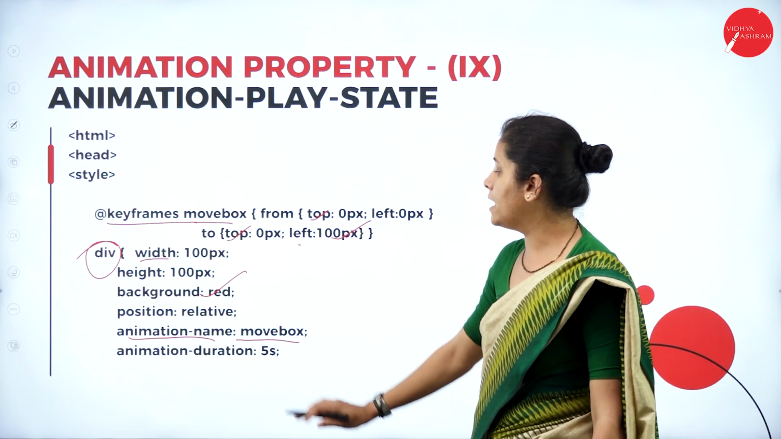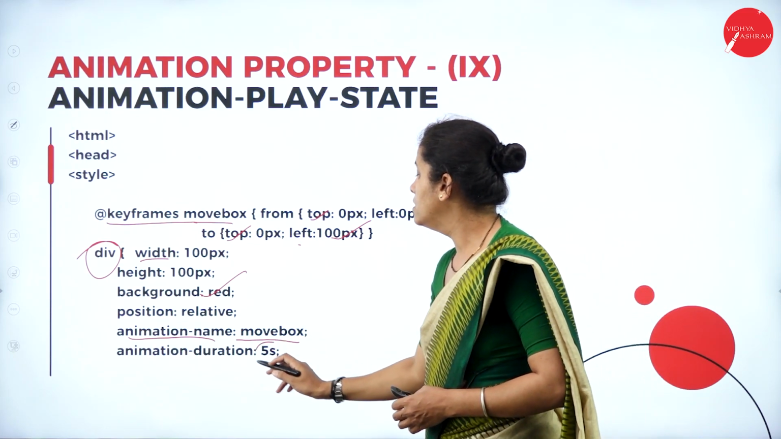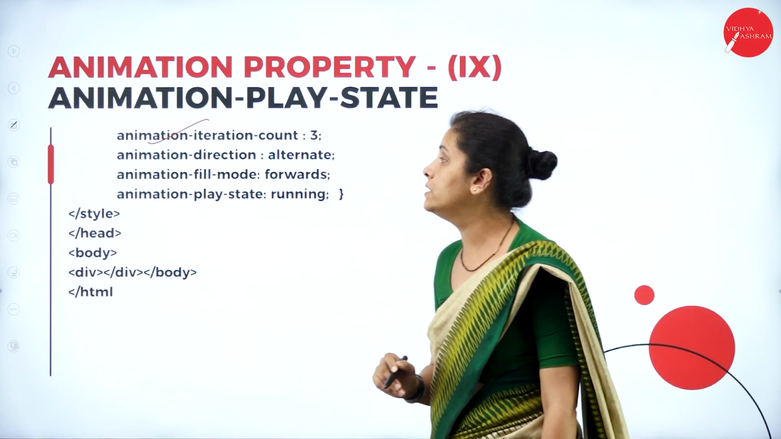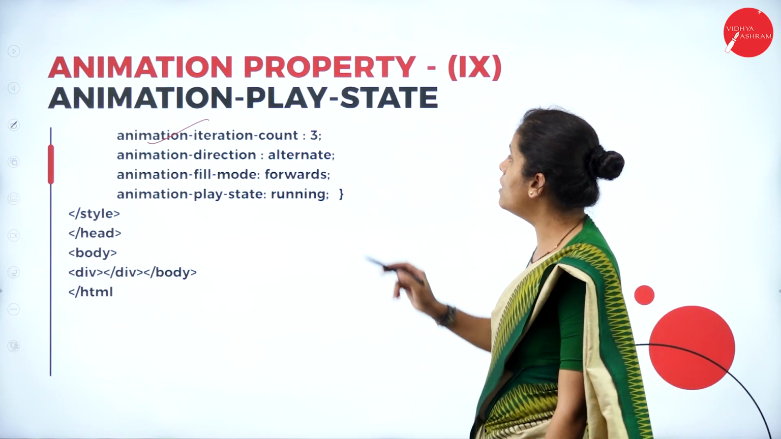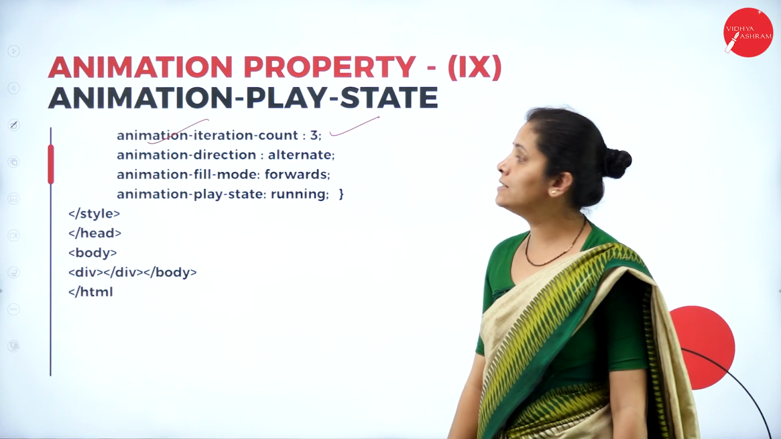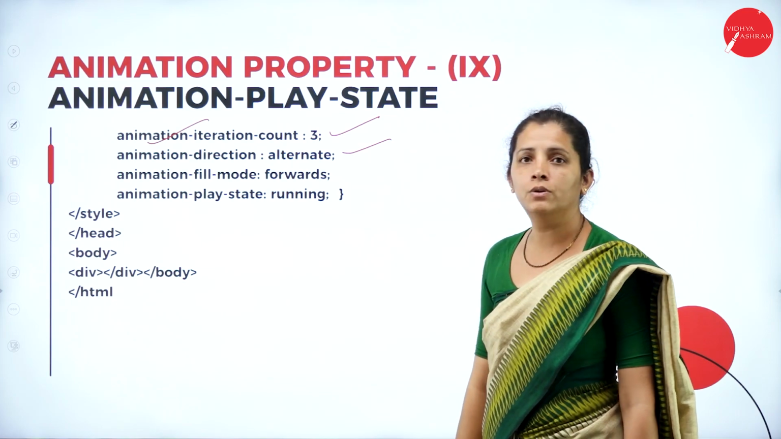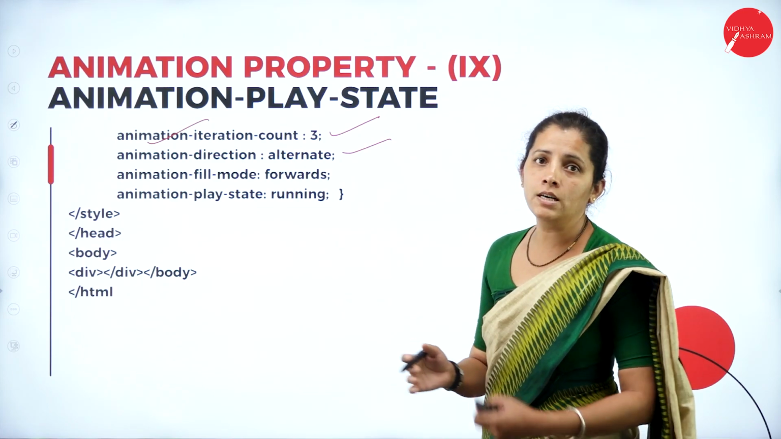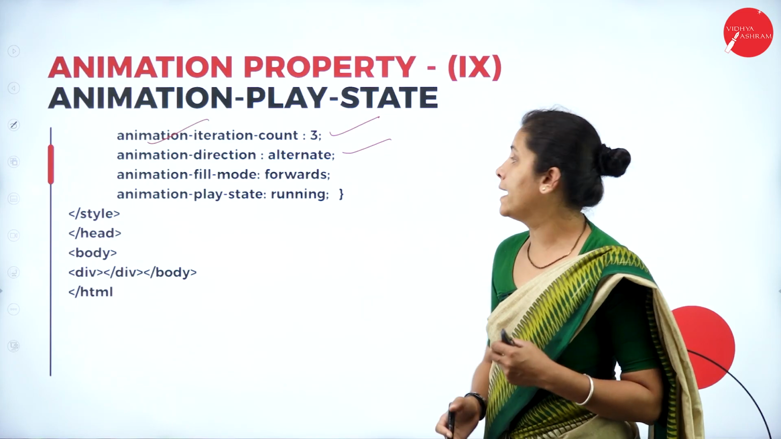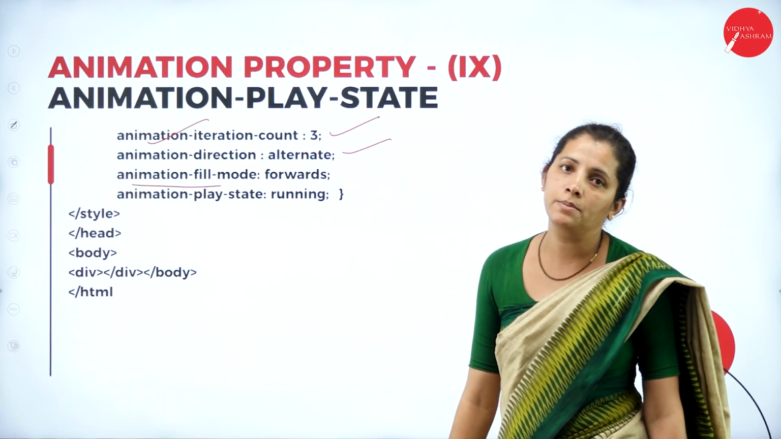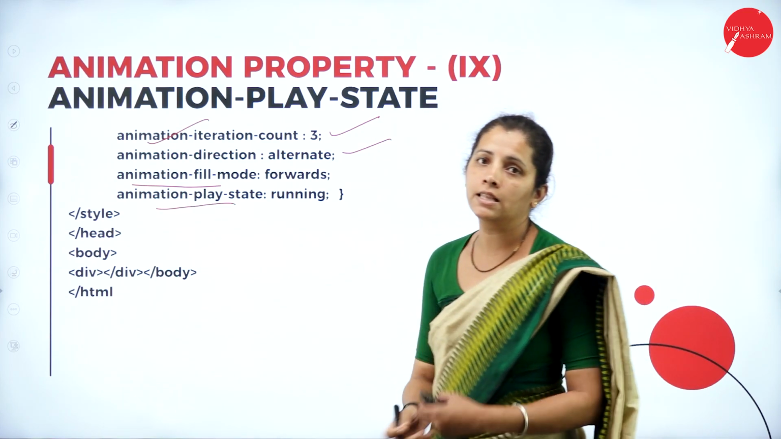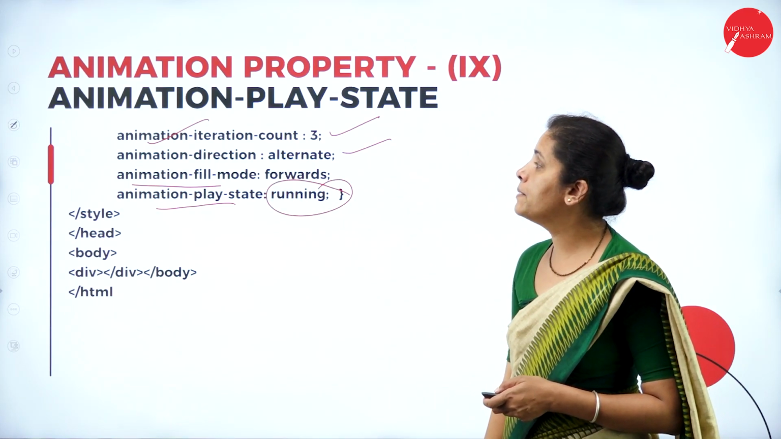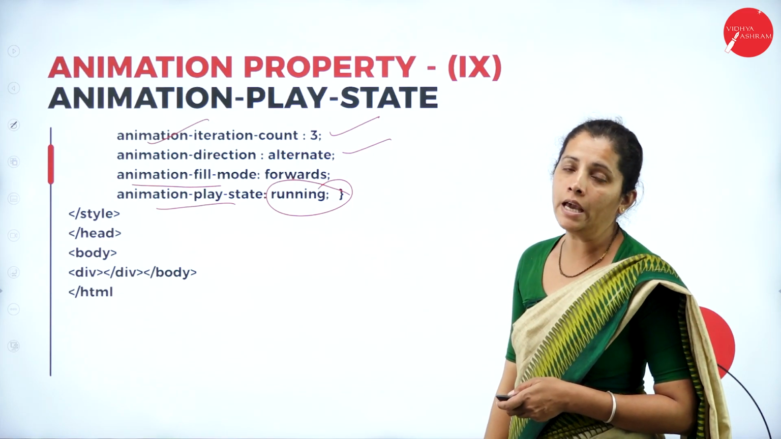Then animation duration, that is 5 seconds. Next, how many times do I want to repeat? That is the animation iteration count, which is 3. Animation direction is alternate. Alternate in the sense what? That is towards forward and backward. Animation fill mode is forwards. Animation play state is running. So it is running. Okay, fine. This is the way I can apply the animation to any object.